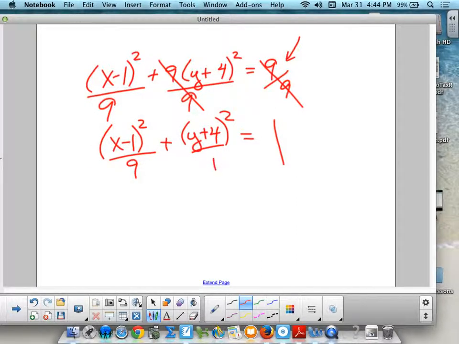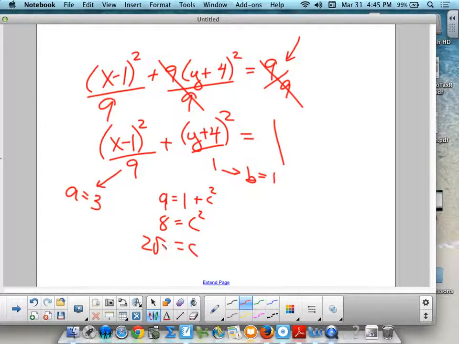over 1. Bigger numbers under the x, so the A is 3, and it's under x, so it's a major horizontal. Okay. The B is 1, and the C would be, what would it be? It'd be 9 for A squared equals B squared. C squared, you're going to get C squared equals 8, or C equals 2 square root of 2.